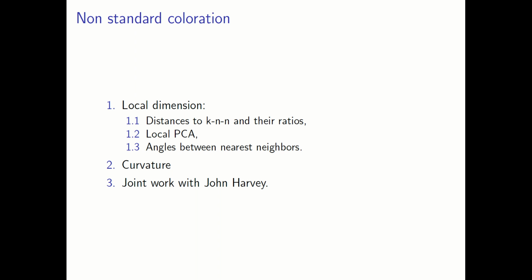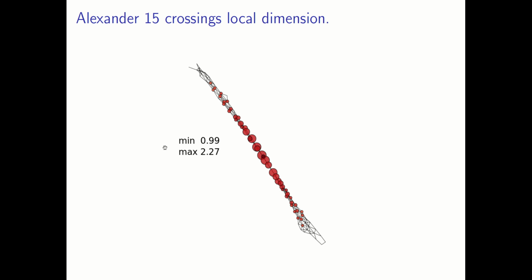And for that, we can use the distances to the k nearest neighbors and the ratios of those distances. That gives us an estimator of the dimension. Instead of distances, we can look at the angles between the nearest neighbors. That also can give us some estimation of the dimension. We can use the local PCA in order to try to reconstruct the tangent space. Again, that gives us an estimation of the dimension. Let's try to run it on the spaces we just discovered.